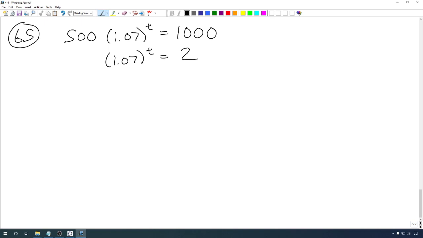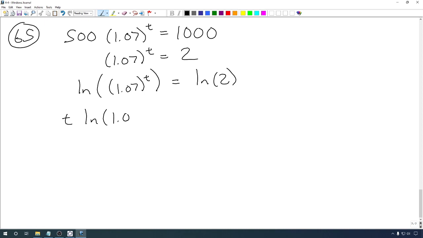So what do we do instead? Well, we can actually use the natural logarithm itself instead of the logarithm base 1.07. What we do is we take the natural logarithm of both sides, and now we can use our properties of logarithms. Remember, the natural logarithm of some power means that we can take the power out in front. This is the same thing as t times the natural logarithm of 1.07.